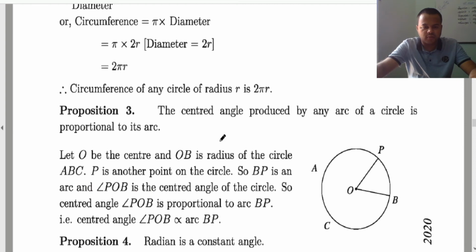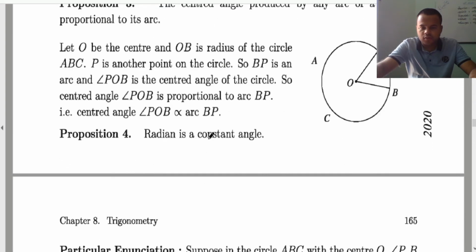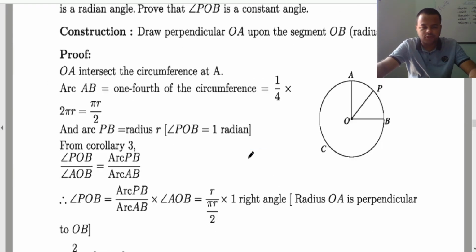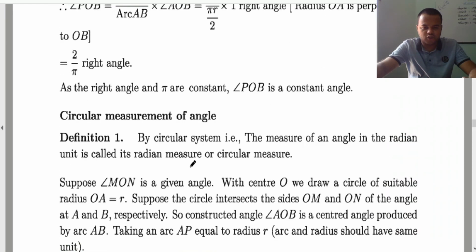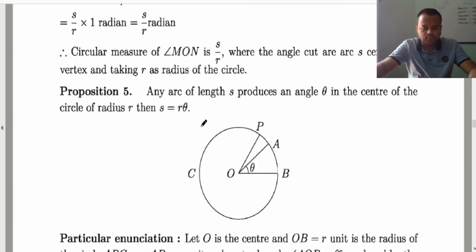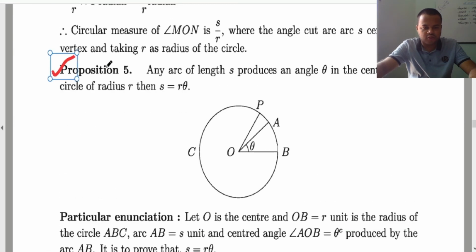This will not be a problem for any of you. Here proposition 4, this one is important. You have to prove radian is a constant angle. You have to prove that. I have already proved that in our class. We have another proposition here, number 5. This one is also important.